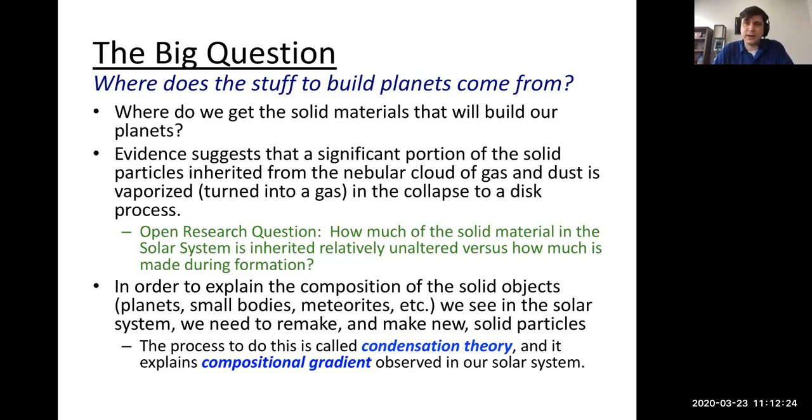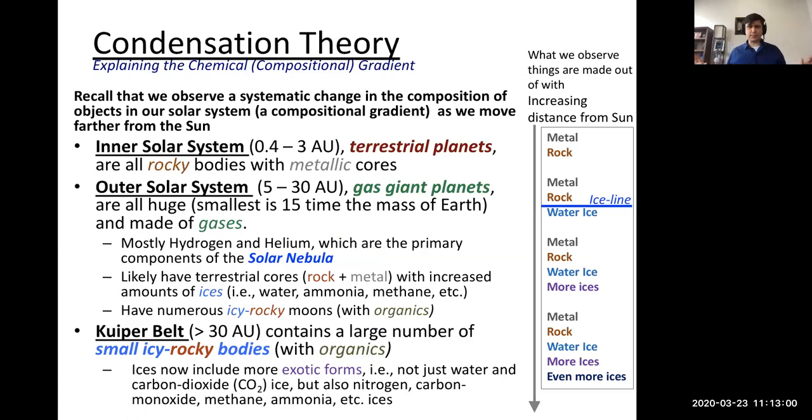How much we lose is an unanswered question in planetary science right now. And it's actually one of the questions I work on pretty significantly with my research, is understanding how much solid material is inherited from the nebula versus how much is vaporized and reformed. But the net thing is, we do know that the temperatures are going to make it so a significant amount of the original dust is vaporized and we get to reform it. And it's how we're going to reform it, dictated by condensation theory, that explains our compositional gradient that we observe in our solar system. So just a reminder, what is the compositional gradient? How is condensation theory going to explain it?